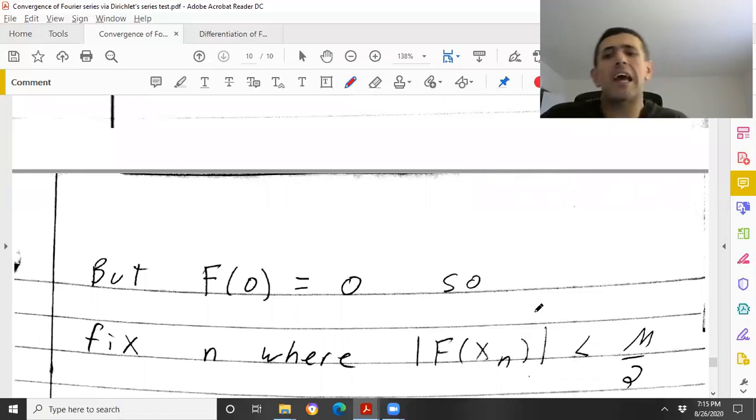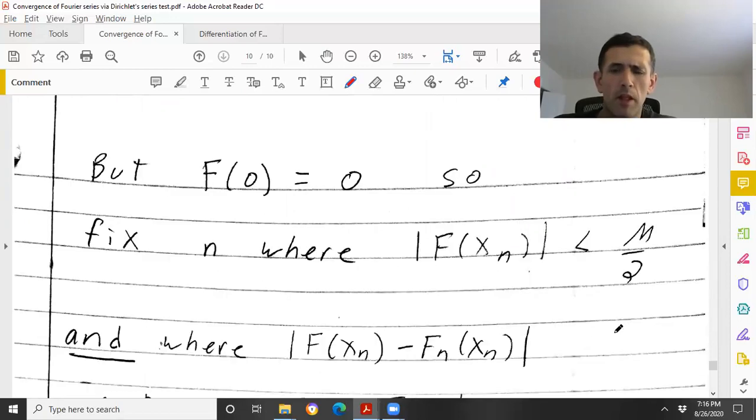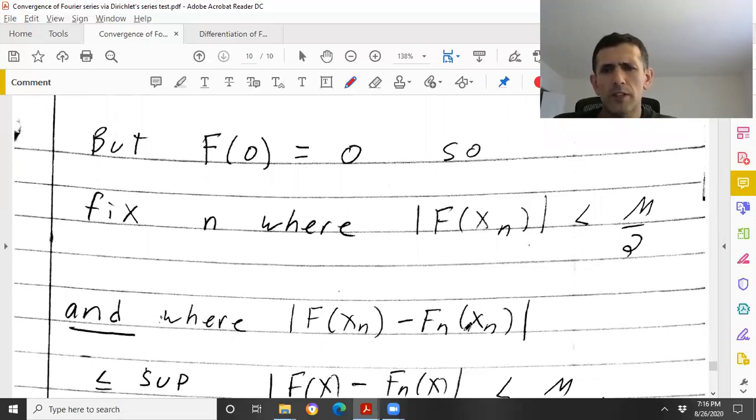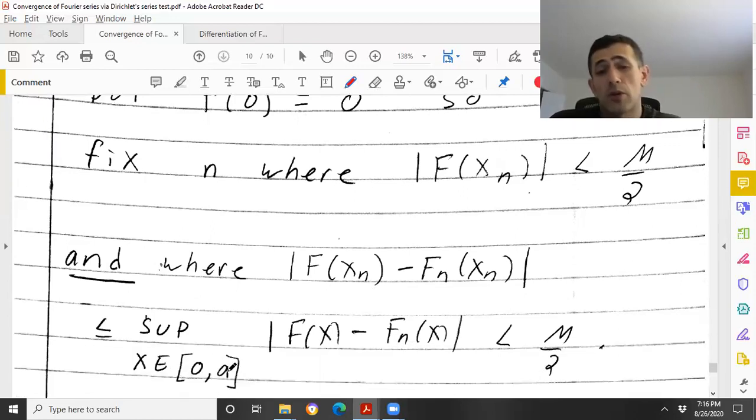And obviously xn converges to 0. Xn was 1 over 8n. So fix n where big F of xn is less than M over 2. And fix n where, let's say n is large enough, so 1 over 8n is less than little a for some positive a. You can do that trivially. If that's true, then xn is in 0 to a.